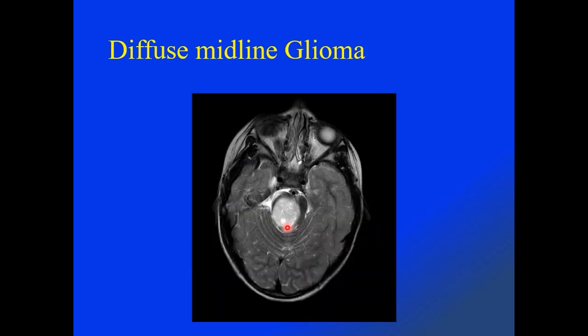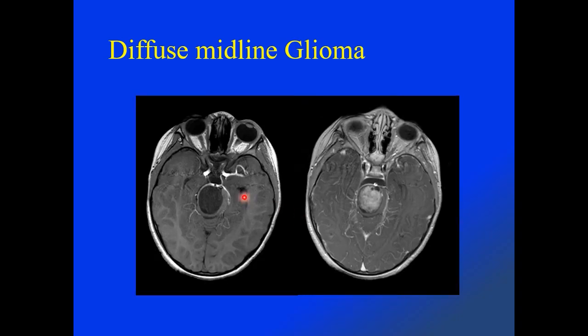Another diffuse midline glioma with T2 hyperintensity that's pretty much displacing the entire pons. It demonstrates T1 hypointensity on T1 weighted images with prominent enhancement on post-contrast T1 weighted images, proving that it's a solid neoplasm as opposed to a cyst.